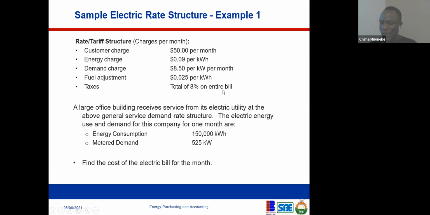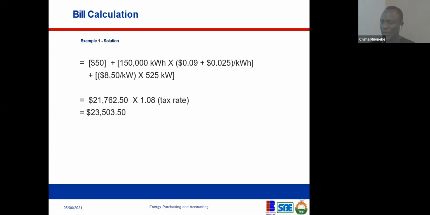You see how we did it? We calculated the demand, we calculated the energy, we calculated the fuel adjustment, and then we added the fixed charge plus the tax. This is how to calculate energy bills. There are different components to calculate in an energy bill. This is the answer that we got. We got the same thing, right?